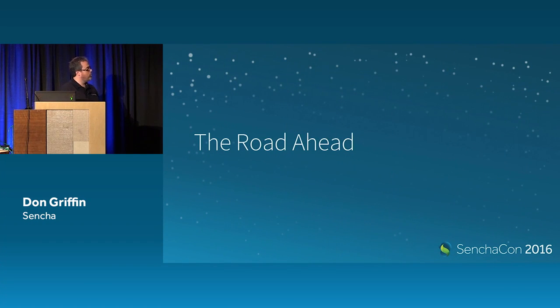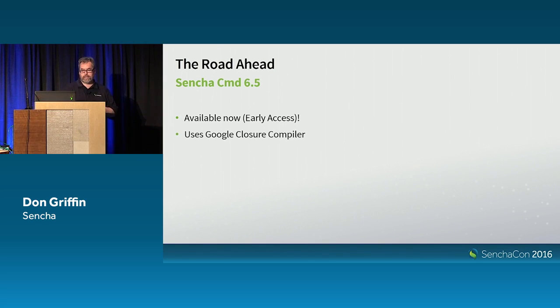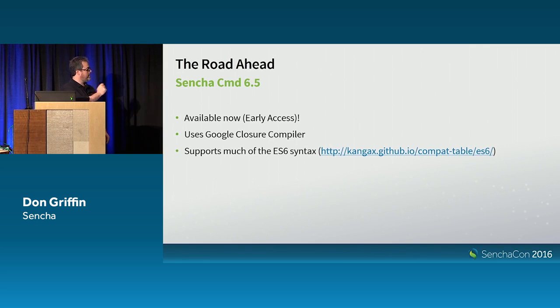Now we're up to when is all this going to happen? Well, some of it's today. As you heard, Sencha Command 6.5 is out in EA, and under the covers it is using Google Closure Compiler. If you care to know what language level that enables in your code, I recommend you go check out the compat tables. You can see exactly. It scores fairly highly.